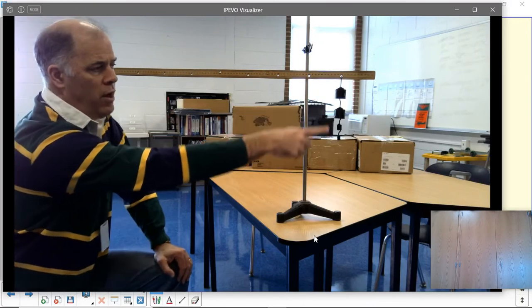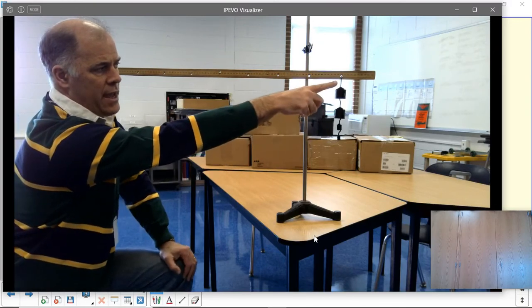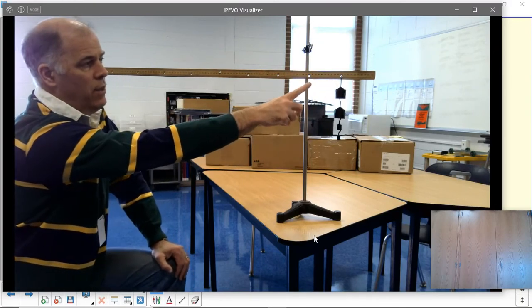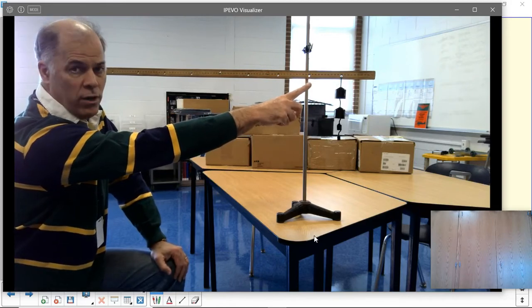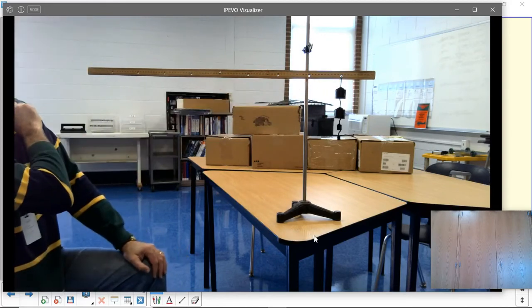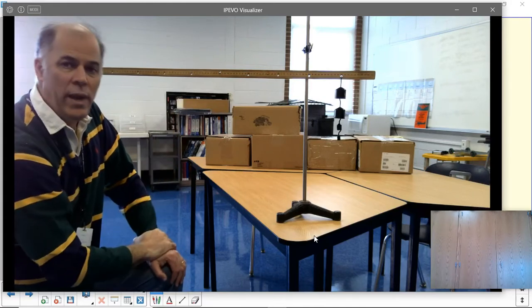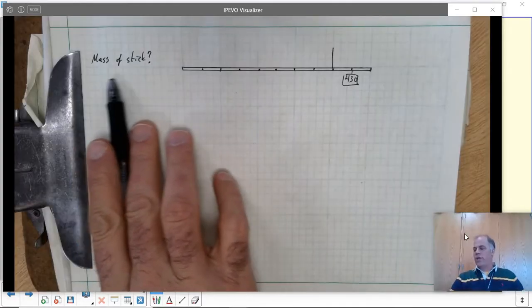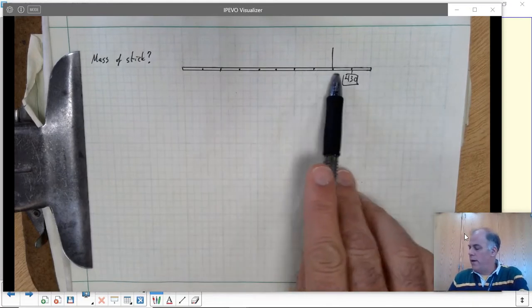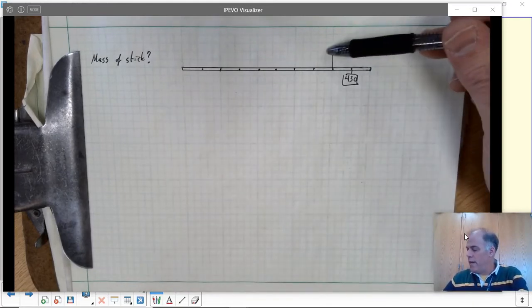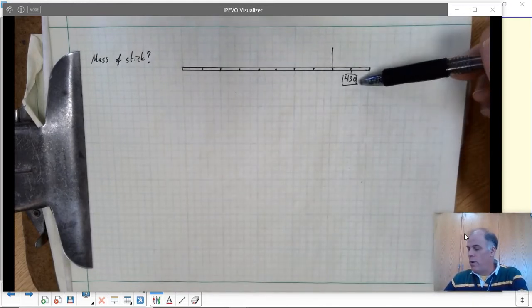So this is 430 grams, and it's hanging from the first hole. And the whole contraption is hanging from the second hole. And it all balances. So again, our challenge is to figure out what is the weight of the stick. The mass of the stick is what we're trying to find. It's a meter stick. It's hanging from the second hole. We have 430 grams hanging from the first hole.